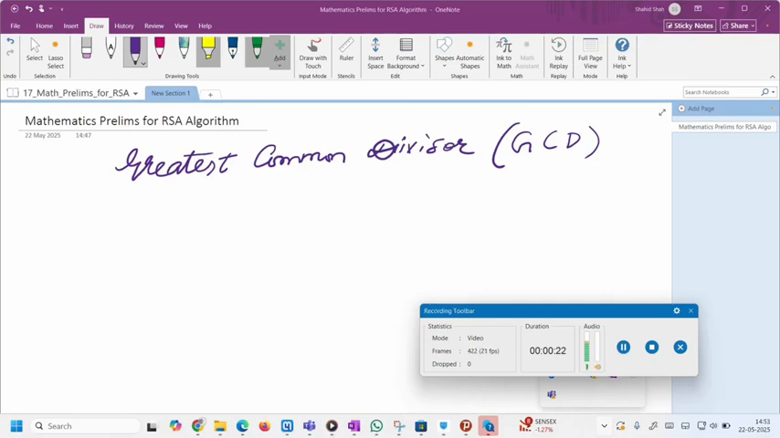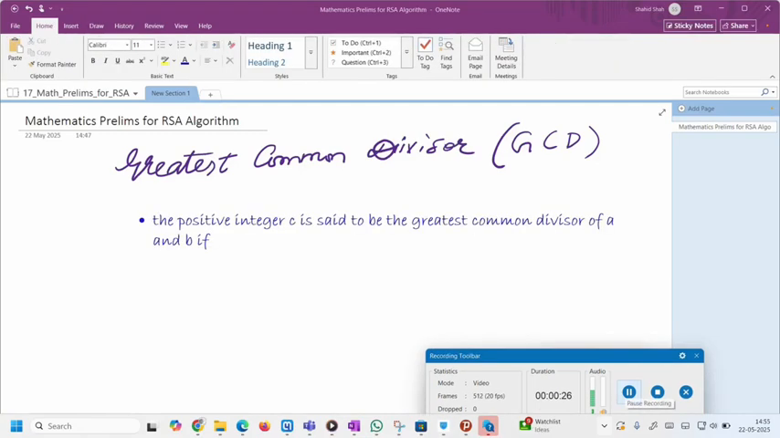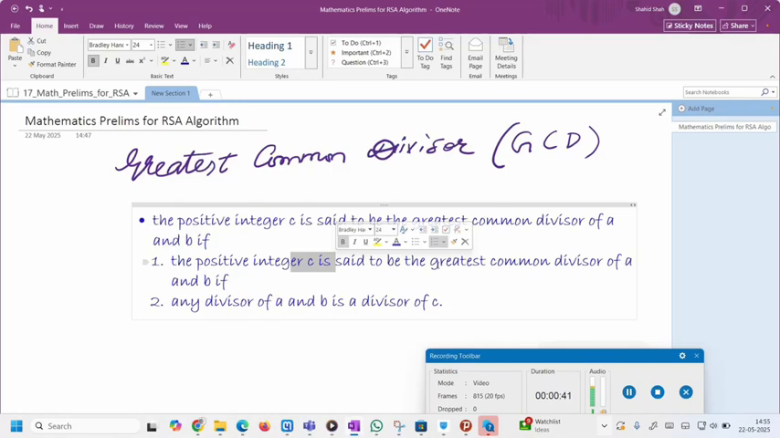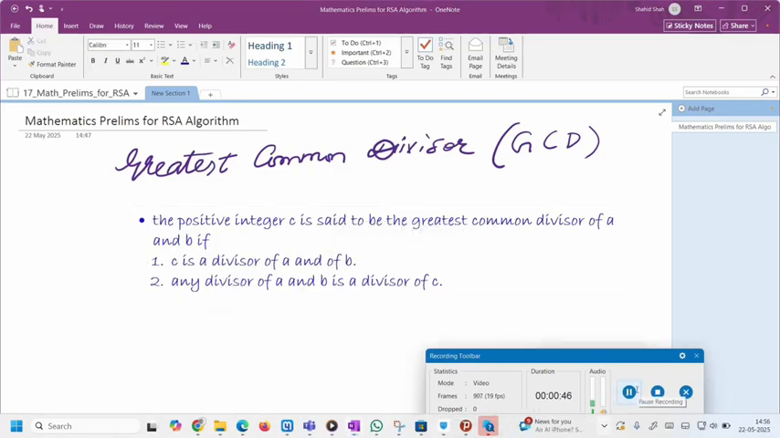Let us start with greatest common divisor, which we usually study in primary classes. Now, what is GCD? It is any positive integer, suppose C, which is a common divisor of A and B, provided it satisfies two conditions. The two conditions are: one, that this C is a divisor of both A and B, and two, any divisor of A and B is a divisor of C.